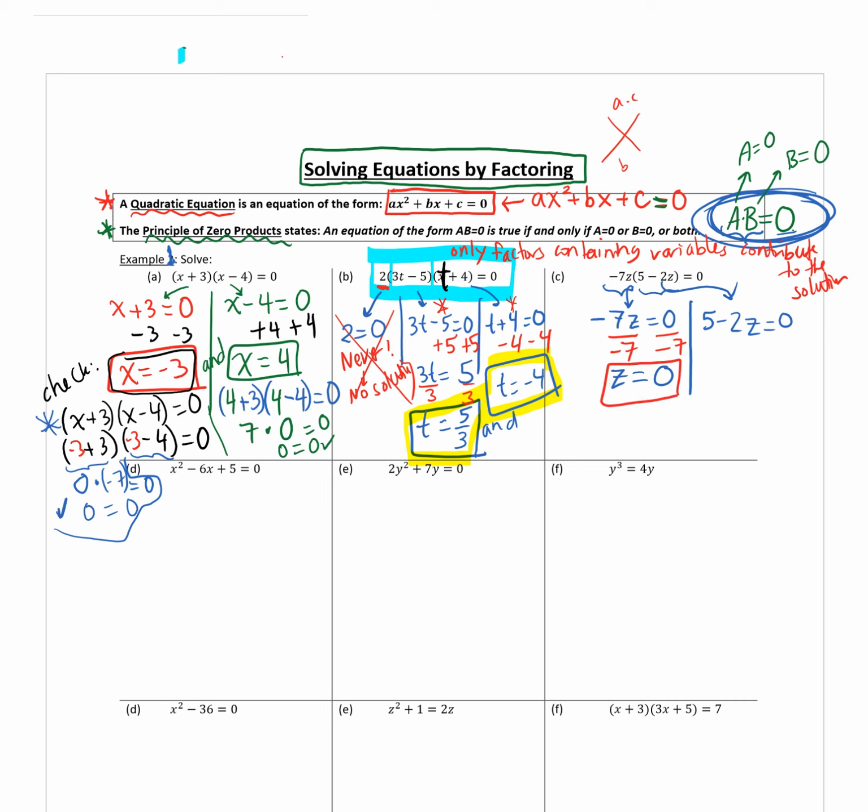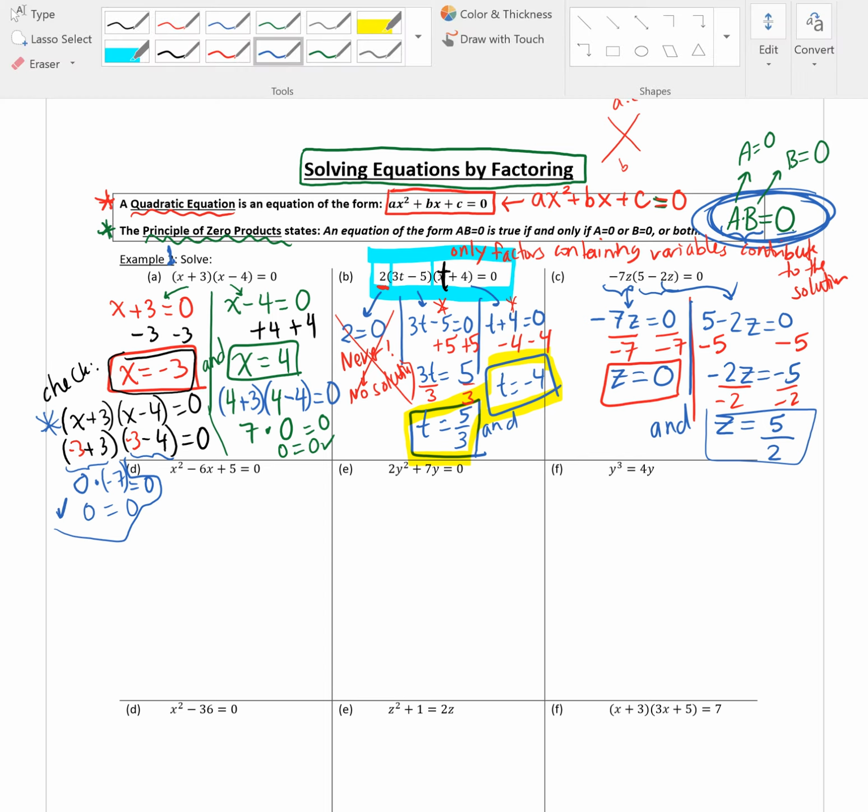We got one. Now let's look at solving the other one here. If I want to solve for z here with 5 minus 2z equals 0, I'm going to have to move the 5 over first by subtracting it. That'll give me -2z equals -5. Then I'll be done when I divide both sides by -2, the coefficient of z. And since it's a negative divided by a negative, it'll be z equals +5/2. So there are two solutions: z equals 0 and z equals 5/2.